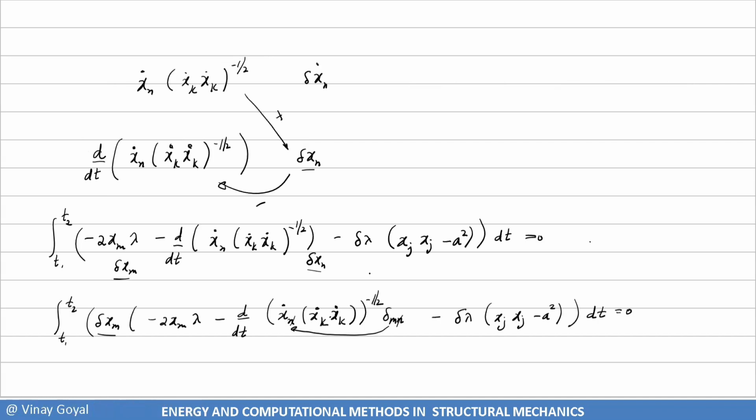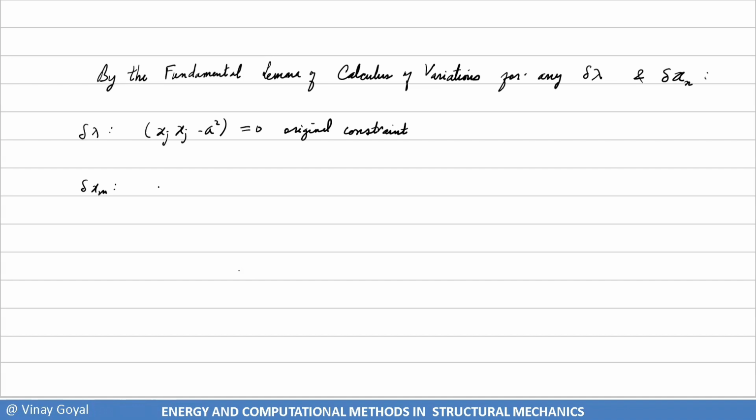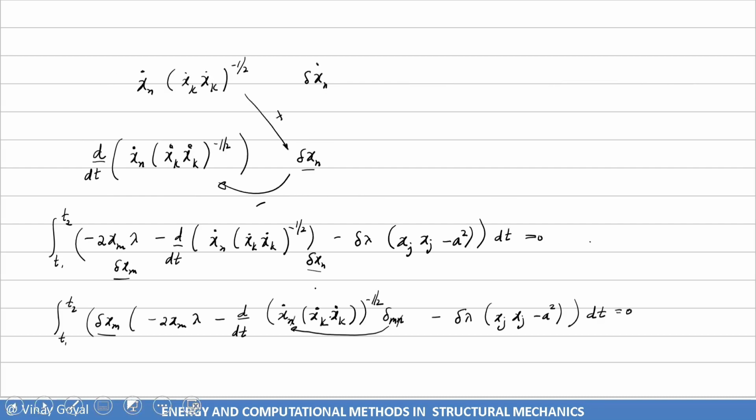I get minus 2 xm lambda minus xm times xk dot minus 1/2 and d dt on that. I apologize. And so m is a free index, so there's really 3 equations there.